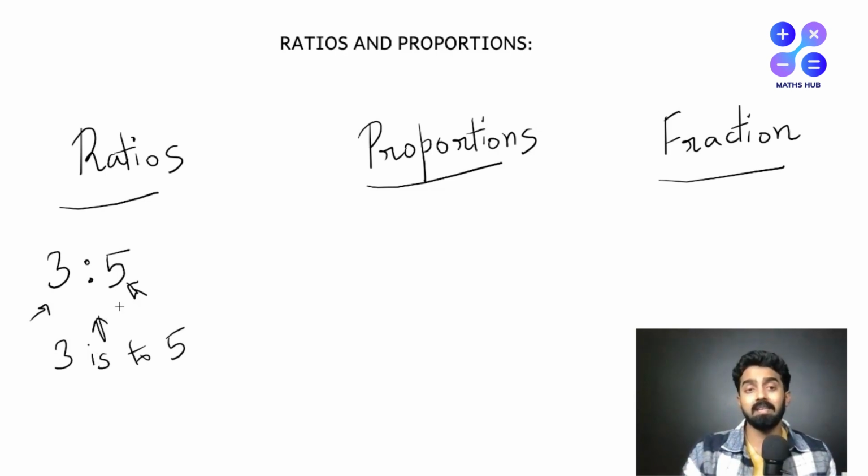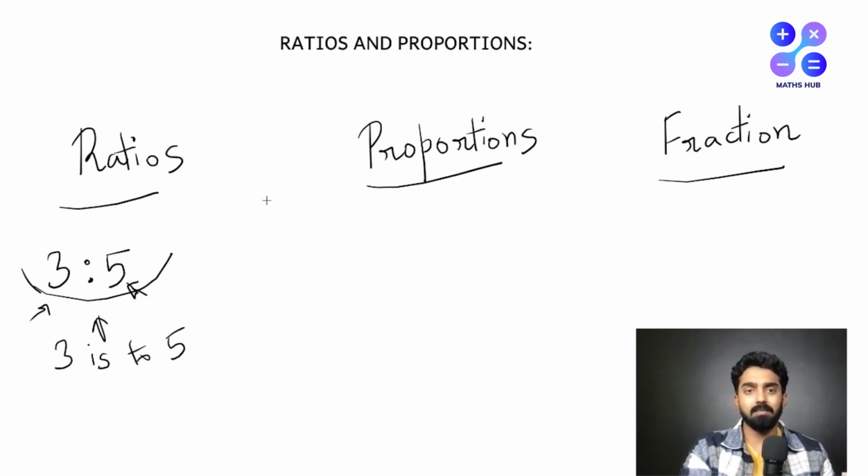I'm going very basic here. If you are well-versed with it, you might as well fast forward or skip this video altogether if you are already good at the fundamentals of ratios, but this is for absolute beginners. So this is 3:5. Now let's take a real life example to understand what this 3:5 means.